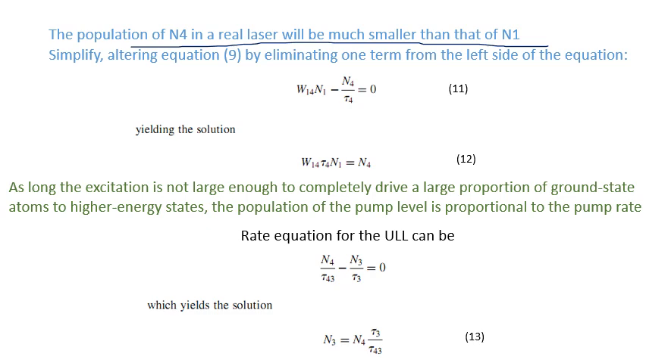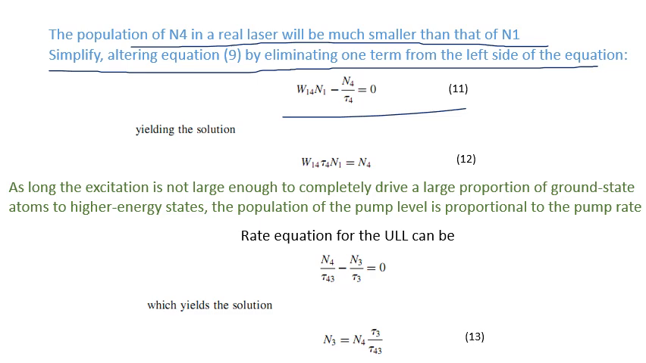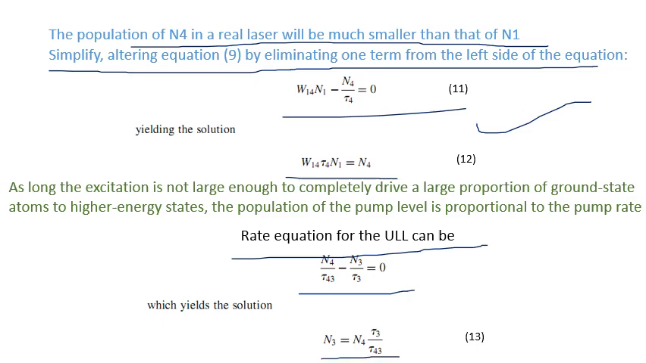Okay, so equation 9 to modify, and then you will get this one. Go through and find out how it comes. It's just the method of algebraic solving and rearrangement of the equations. Okay, so after that the rate equation for ULL can be written like this, equal to 0 in steady state as well. So it will be like this.